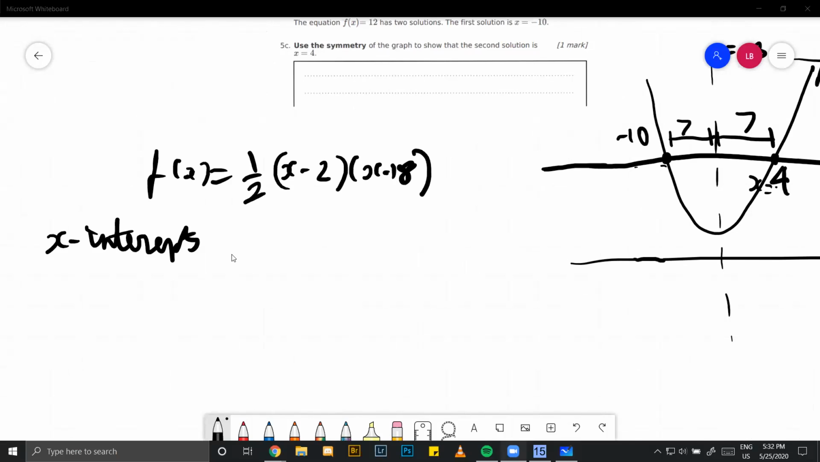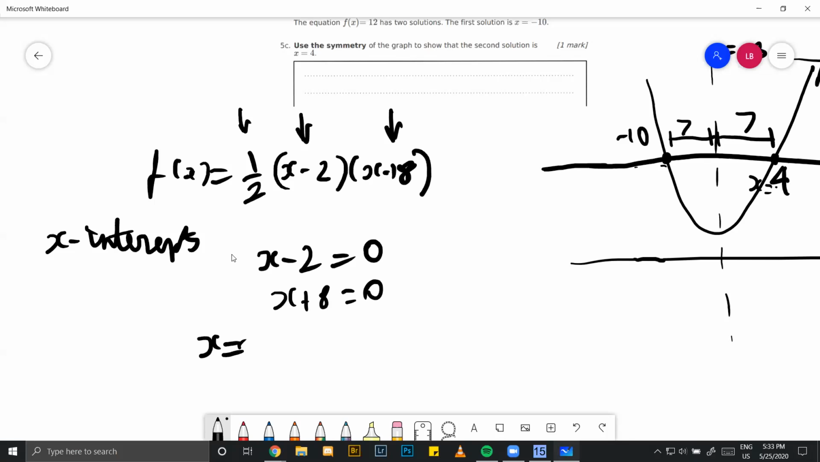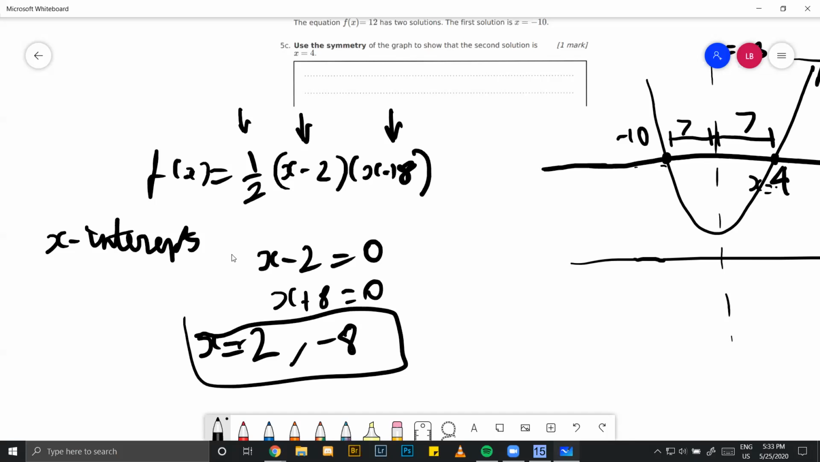So the x-intercepts are basically when does the y value equal 0? Because you're reaching the x-axis, right? The x-axis is when y is equal to 0. So that means any one of these three factors, which we multiply by each other to get y, could be 0. Either half is 0, x minus 2 is 0, or x plus 8 is 0. The half obviously can't be 0 because it's always half. But the x minus 2 or the x plus 8 could be 0, so you need to solve for those. When x is equal to 2, this is equal to 0, or when x is equal to negative 8, this is equal to 0. So x is equal to 2 and negative 8. Those are the two x-intercepts.